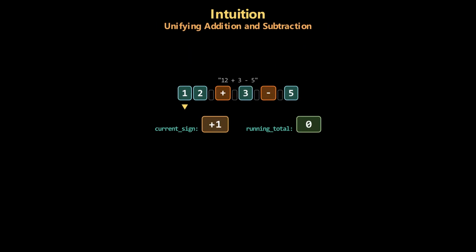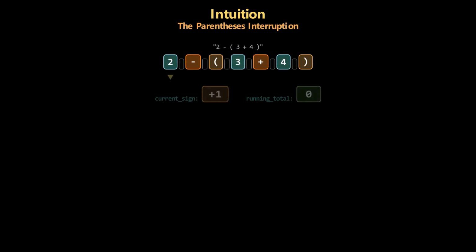To make this incredibly smooth to track, we can unify addition and subtraction. Instead of performing different operations, we treat every operator as a sign multiplier for the next number. A plus sign sets our multiplier to +1, and a minus sign sets it to -1. Every time a number is built, we multiply it by our active sign and simply add it to our running total. But things get tricky when parentheses enter the game.